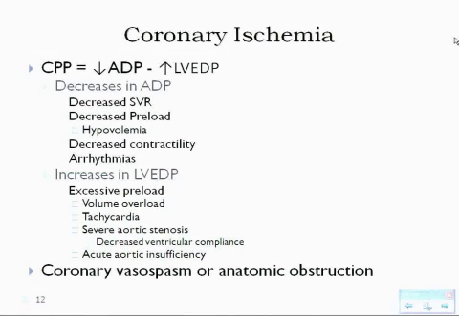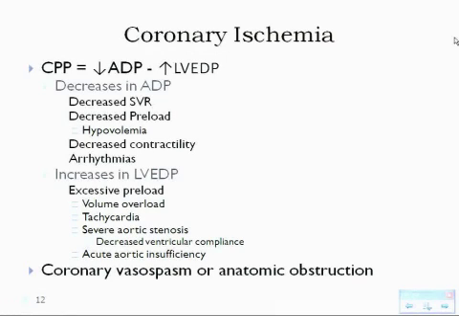Things that will cause decreases in ADP will be, of course, things that decrease your SVR. If you have decreases in preload, such as in hypovolemic shock, that will also lead to decreases in ADP. So somebody who's hemorrhaging or somebody who's become severely dehydrated. Patients that develop severe decreases in contractility can also have a decrease in ADP. And also, of course, malignant arrhythmias or even simple arrhythmias such as atrial fib or atrial flutter can impact preload return to the heart and then decrease your ADP.